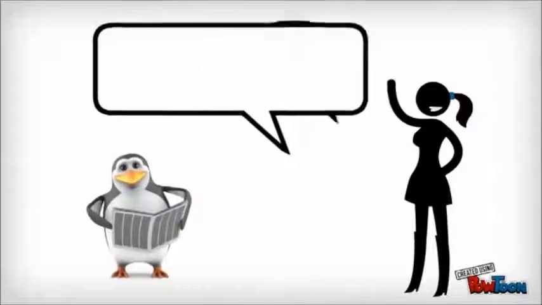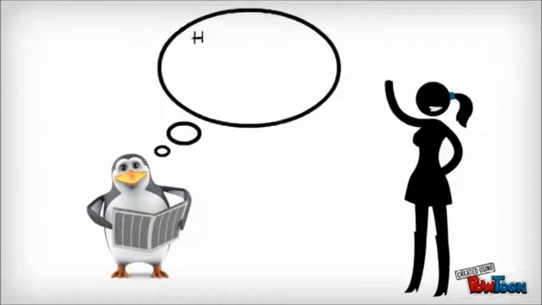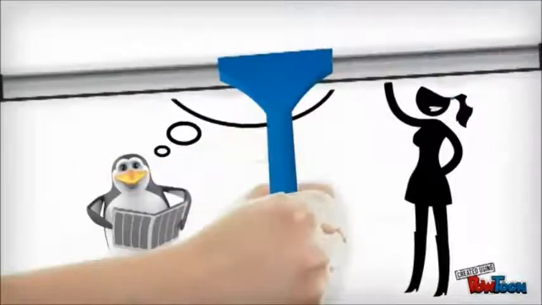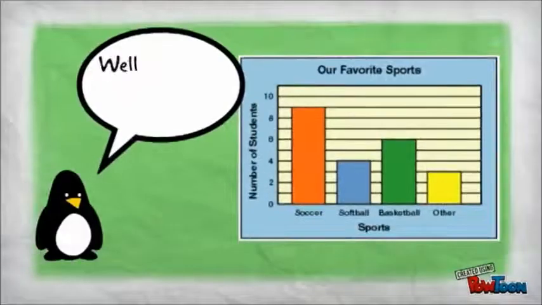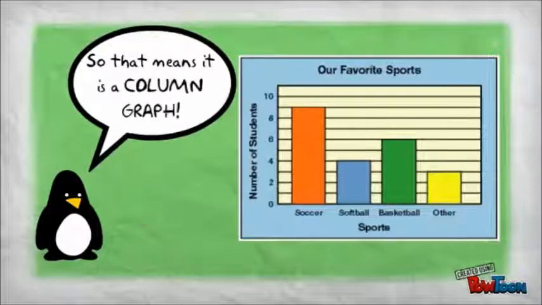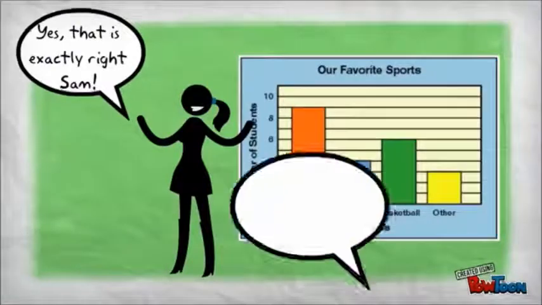Lesson 1 Action. Hey Sam, isn't that a graph in the newspaper you are reading? I'm not sure what kind of graph that is. Well, I know it has columns, so that means it's a column graph. Yes, that's exactly right, Sam.